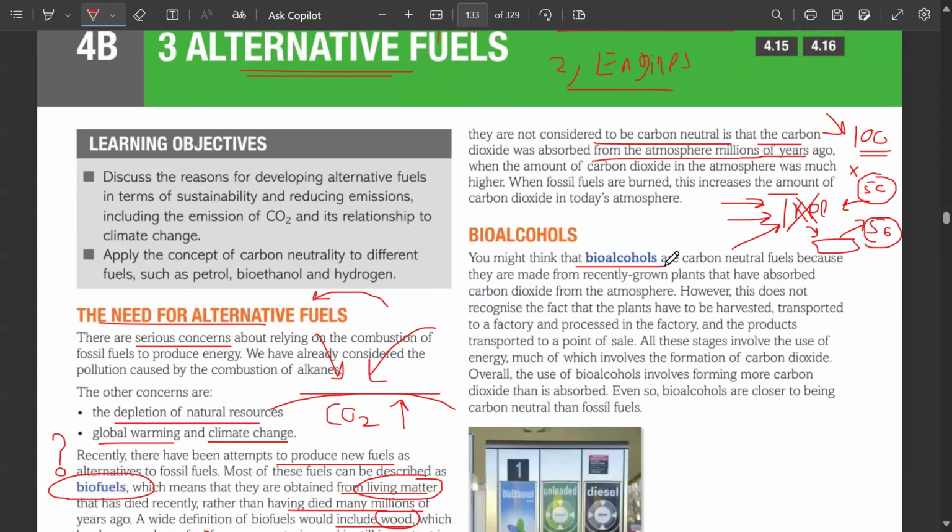अब बायो अल्कोहल्स भी एक चीज है which are also a carbon neutral fuel because they are made from recently grown plants that have absorbed carbon dioxide from the atmosphere. However, this does not recognize the fact that plants have to be harvested, transported to a factory and processed in the factory as well, and the products transported to a point of sale.